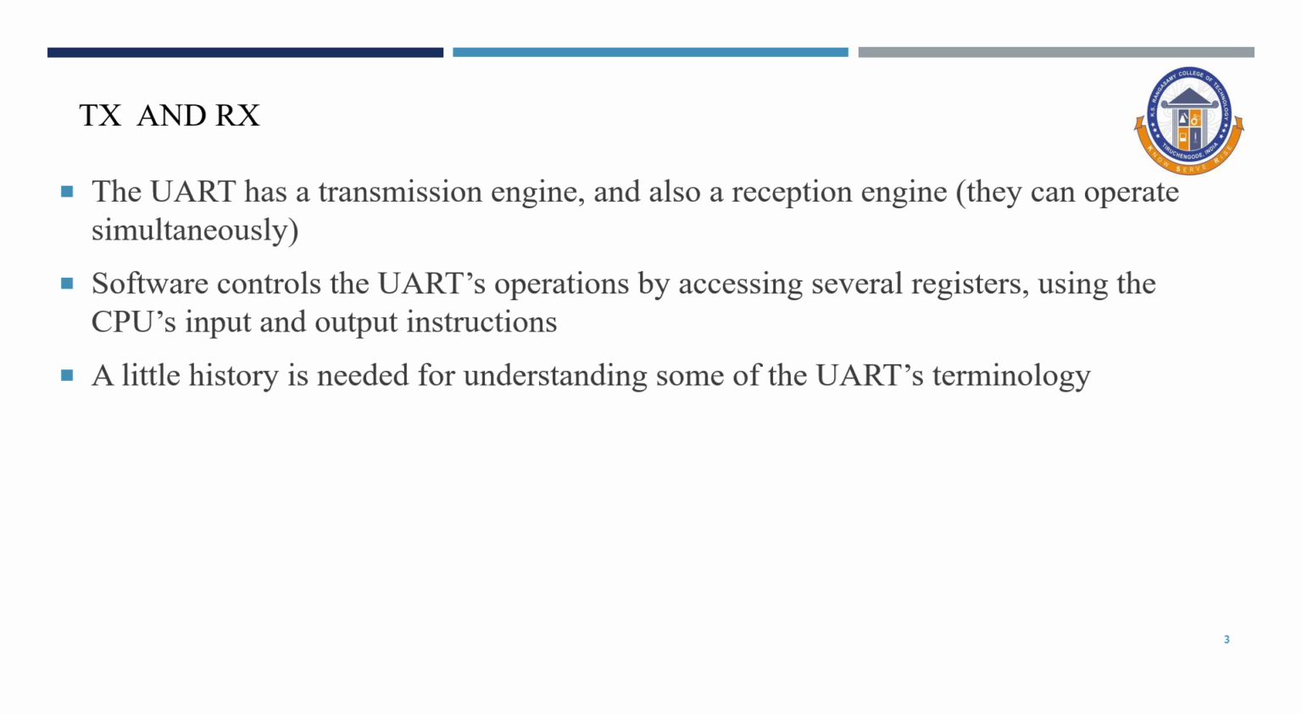If one device is ready to give information to another device, and the second device is ready to accept, then only we can establish a proper and good way of communication. If the second device is not responding, by default the information is going to be lost. Here the UART has a transmission engine and also a reception engine. These two different engines operate simultaneously.